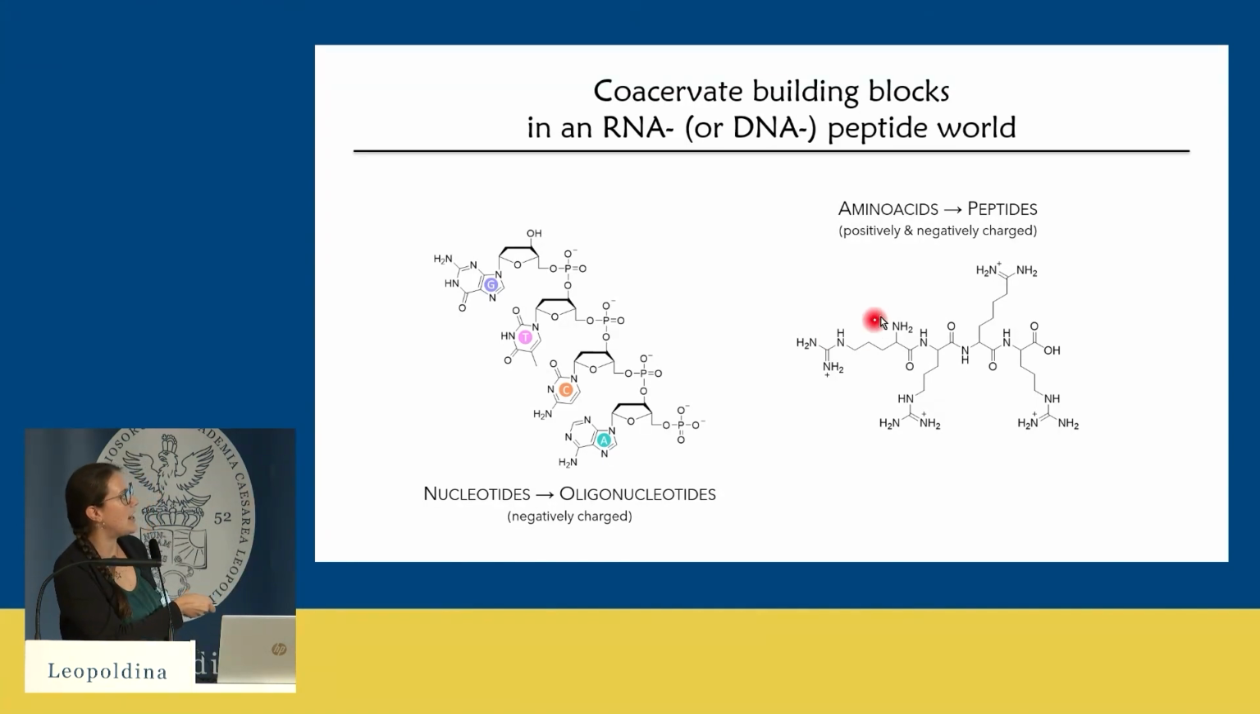So I've mentioned arginine. This is just an example of one of the peptides we used. This is a tetrapeptide, so 4 arginines repeated together. It bears positive charges, so we need something negative to interact with that, and as I mentioned, we use oligonucleotides. Here I've just depicted DNA.